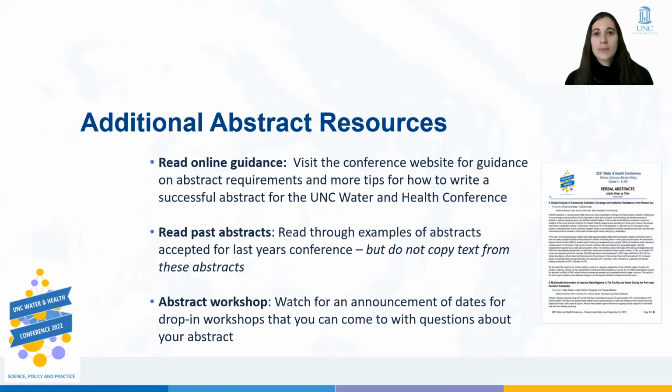There are also additional resources on how to prepare this abstract that I recommend that you check out, including reading online guidance on the conference website that goes over the specific abstract requirements such as word counts, and also provides tips for how to write a successful abstract for the UNC Water and Health Conference. You can also read past abstracts from last year's conference on our website as examples of how to structure your abstract and what information that you should be including. But it's very important that you don't copy the text directly from these abstracts. The abstracts that you submit should be your own work, and you need to write them yourself.